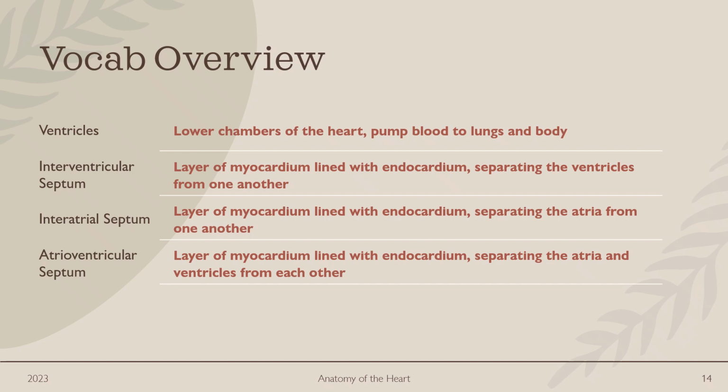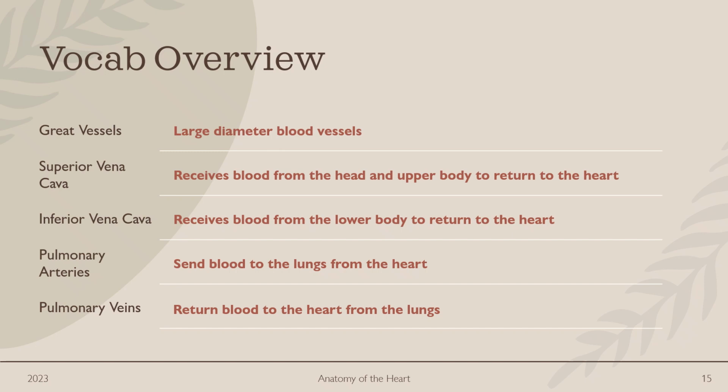The interventricular septum is a layer of myocardium lined with endocardium, and it separates the ventricles from each other. The interatrial septum is a layer of myocardium lined with endocardium that separates the atria from one another. The atrioventricular septum is also a layer of myocardium lined with endocardium, and this separates the atria and ventricles from each other.